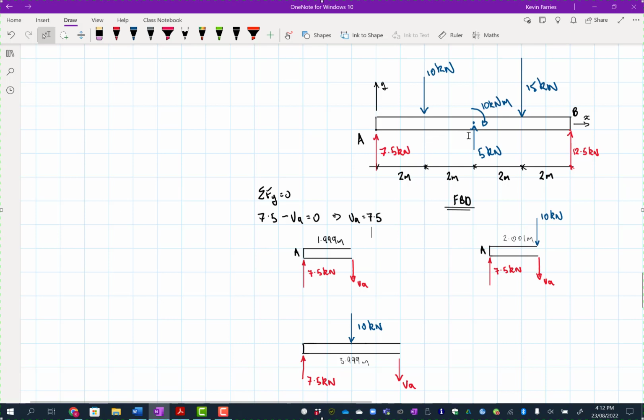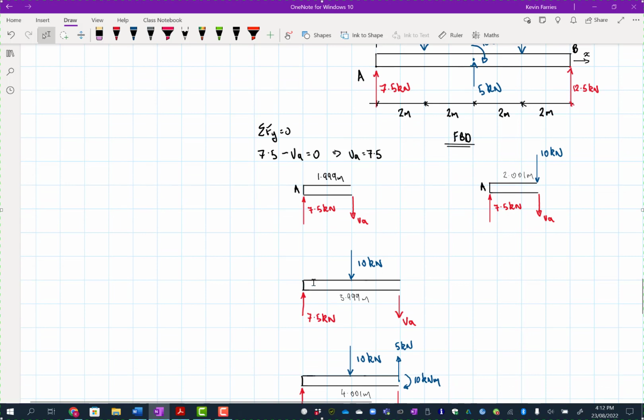Then we're going to keep going along until we get to just before that 5 kilonewton upward force and the pure moment of 10 kilonewton meters. And all the way up to there, it's still the case. You've got 7.5 up, 10 down. Therefore, 7.5 minus 10 is going to be equal to minus 2.5. So this force is really up the way. You've actually got negative shear. So you've got a shear of minus 2.5 right up until you get here. That was the same as this one because nothing's changed, since you've got no new forces.